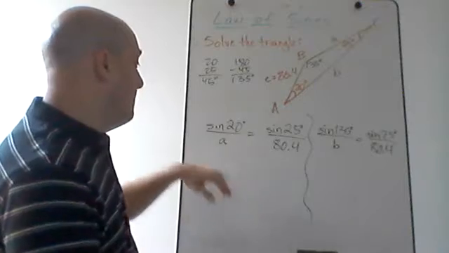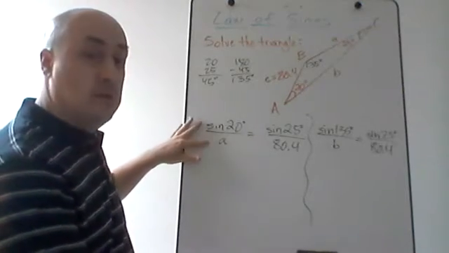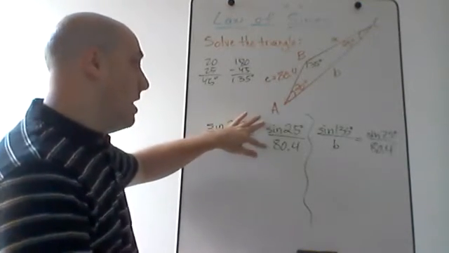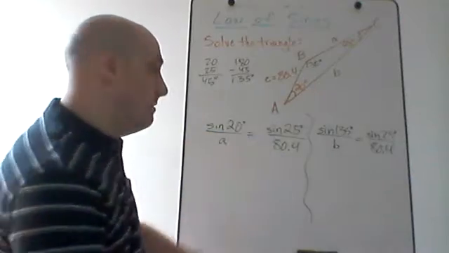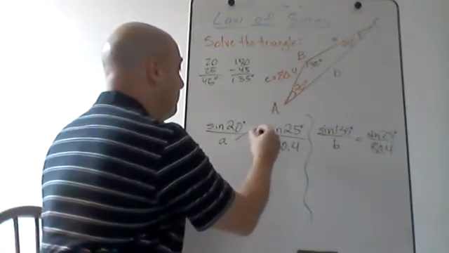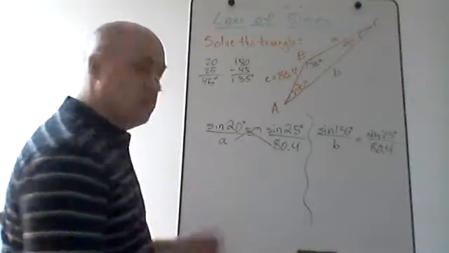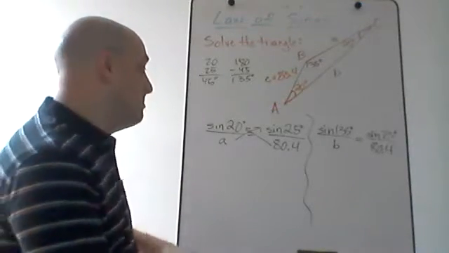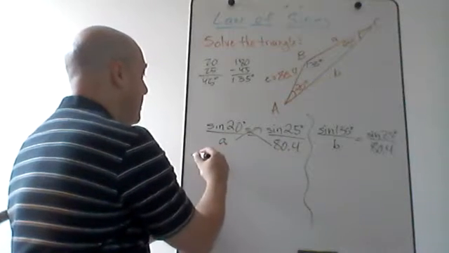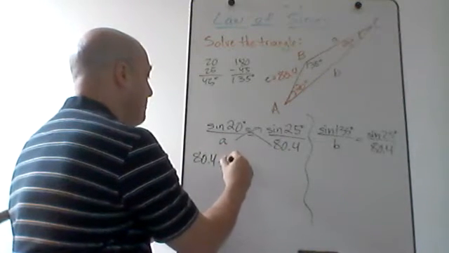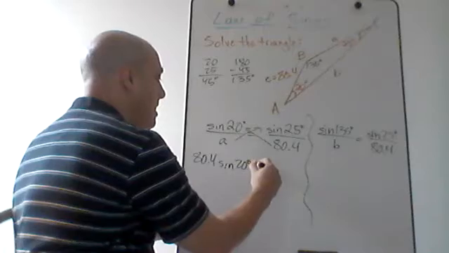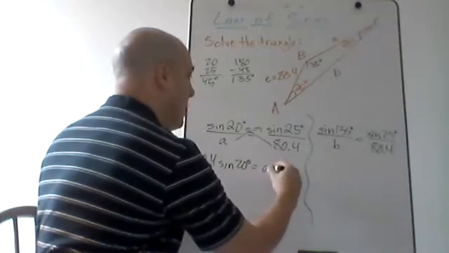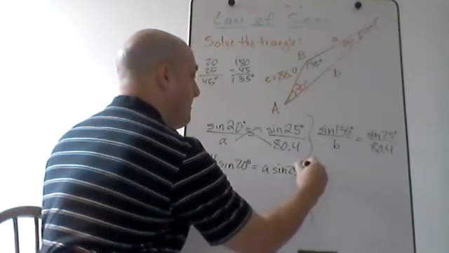And I just set it up so that whatever my unknown is goes into one fraction, and the one where I know the angle and the side goes into the other fraction. And now it's solving, and if you watch the other video that I did, this is pretty similar to that example. So the first thing I have to do to solve this is cross multiply. Right? The 80.4 comes up over here, so it's going to be 80.4 times sine of 20 degrees equals, and then the A comes over here, A times the sine of 25 degrees.